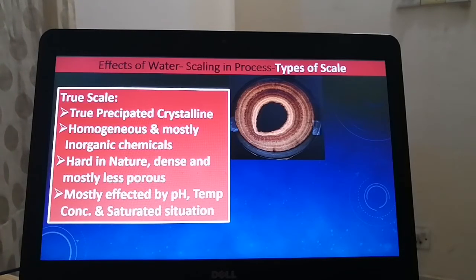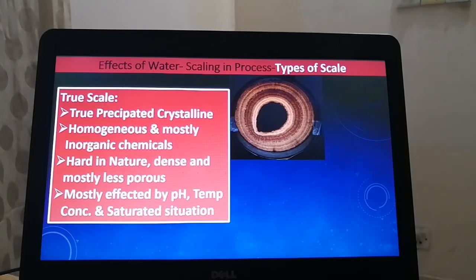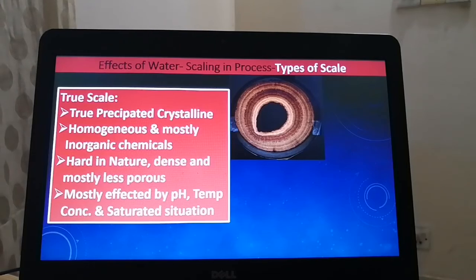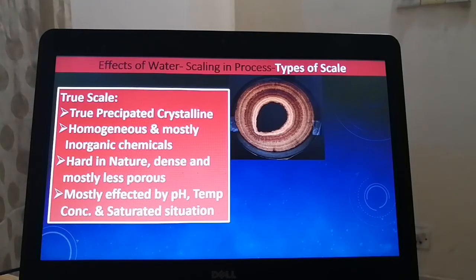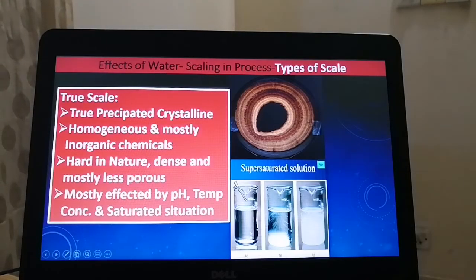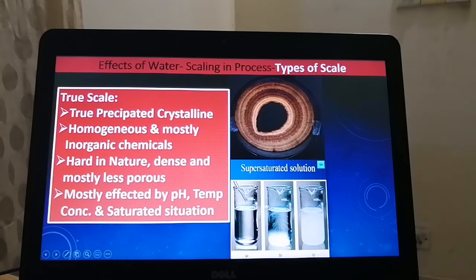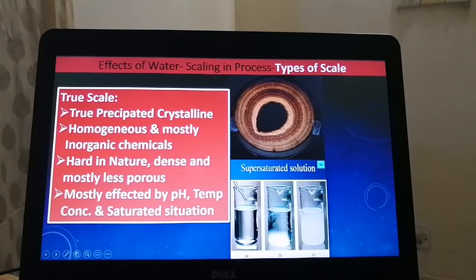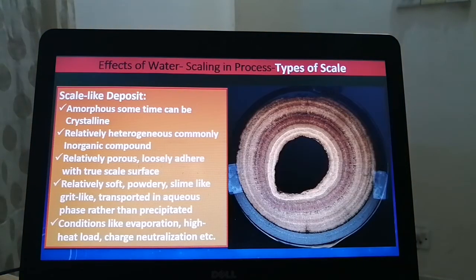That layer is a true scale. And true scale is very hard, non-porous or very less porous, not easily removable. It cannot be washed out, it cannot be brushed out very easily, and it is very homogeneous, a rightly precipitated crystalline hard material. So I think I can explain: this is a supersaturated solution, and this is the mechanism of proper crystallization happening. Once proper crystallization happens, a perfect crystal forms, and that is a true scale. So I'm sure you now understand what a true scale is.